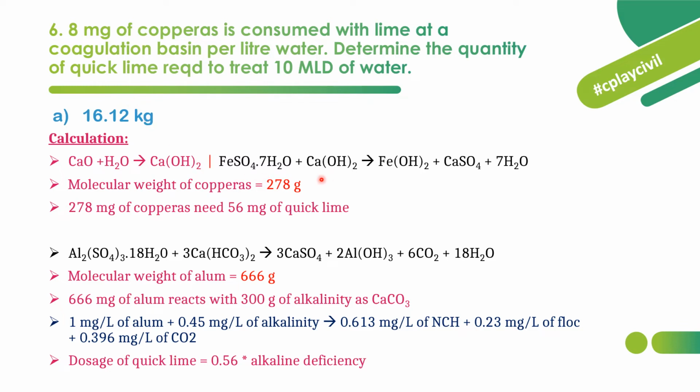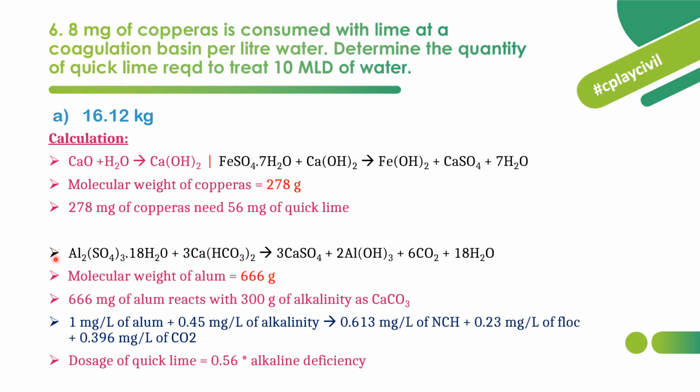This is a simple calculation, but we need to take care of the molecular weight of Copperas and also the molecular weight of quicklime. The molecular weight of Copperas is 278, so 278 of Copperas will require 56 of quicklime. This statement is important so that we can calculate easily.